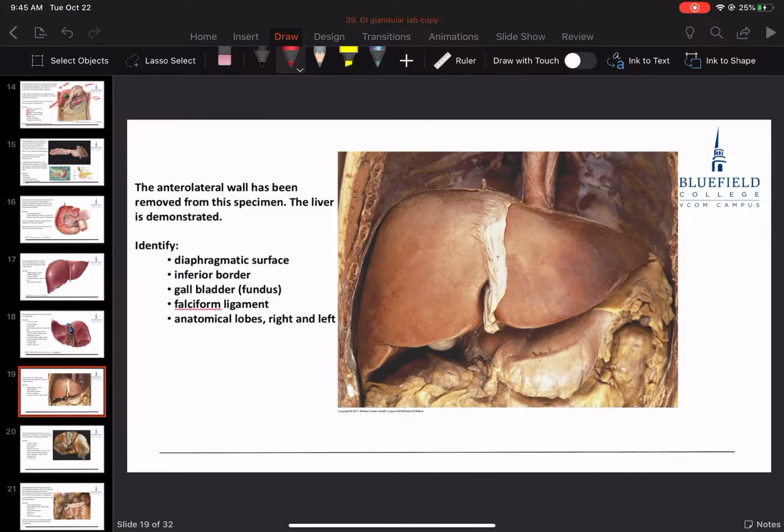Now we've taken the anterior abdominal wall off of this specimen. Here's the diaphragm, so we're looking at the diaphragmatic surface. In order to remove the anterior abdominal wall, we had to transect through the falciform ligament. The umbilical vein would be down here. We see the inferior margin. We see the fundus of the gallbladder right there.